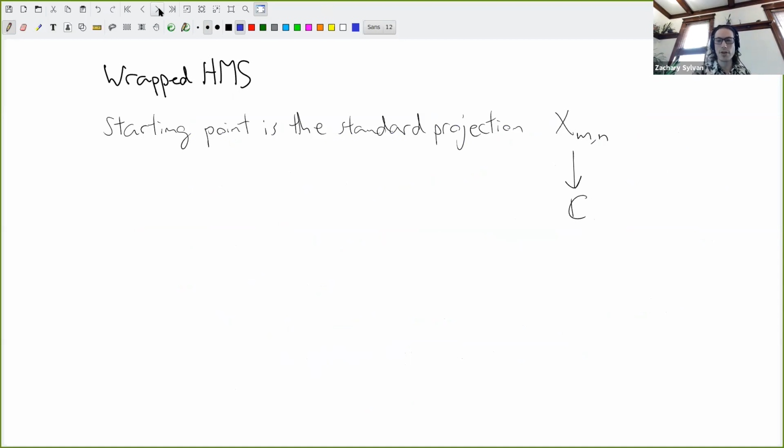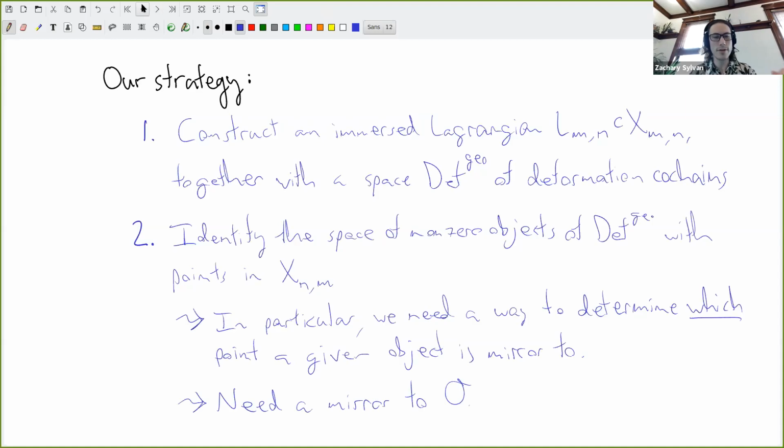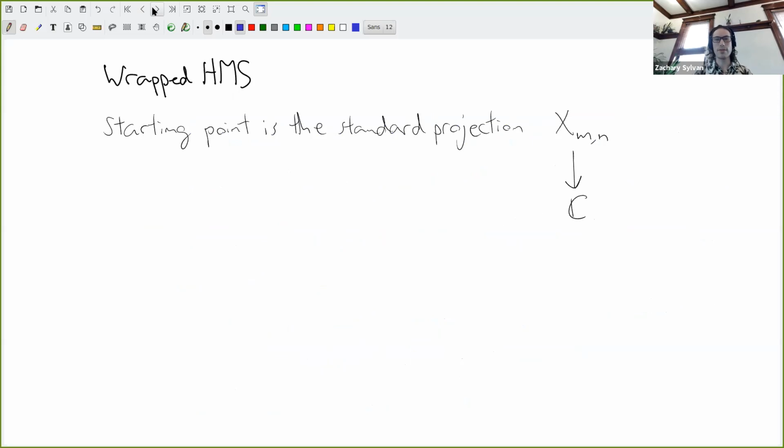So I'm going to talk about this part two. I'm going to talk about first producing a mirror to the structure sheaf. That's where we're going to need to talk about wrapped homological mirror symmetry, because these are non-compact symplectic manifolds. The structure sheaf is supposed to see everything, which means we need a Lagrangian which sees everything. And if we're in a non-compact symplectic manifold, that Lagrangian had better also not be compact. And when you're doing non-compact Floer theory, you're doing wrapped Floer theory most of the time.